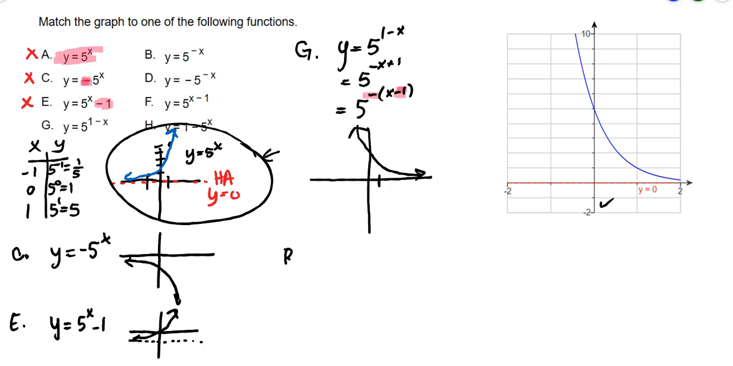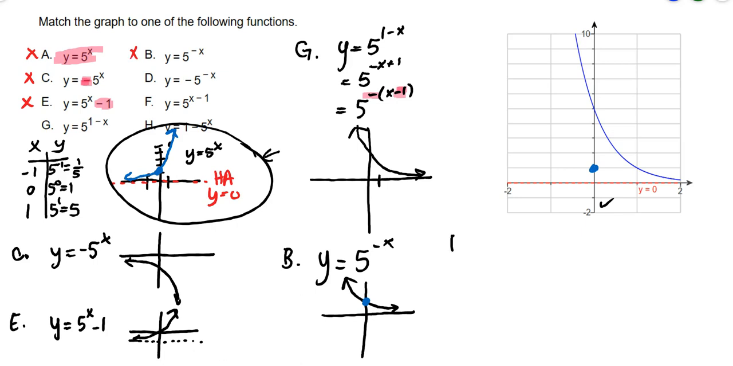So if I look at answer choice B, it's y equals 5 to the negative x, and that negative is a horizontal reflection. So the graph would reflect horizontally like this. When it reflects horizontally, this point right here, (0, 1), is still (0, 1) on this picture, and you can see (0, 1) is not on the picture we're trying to match. So B is not one of the choices.